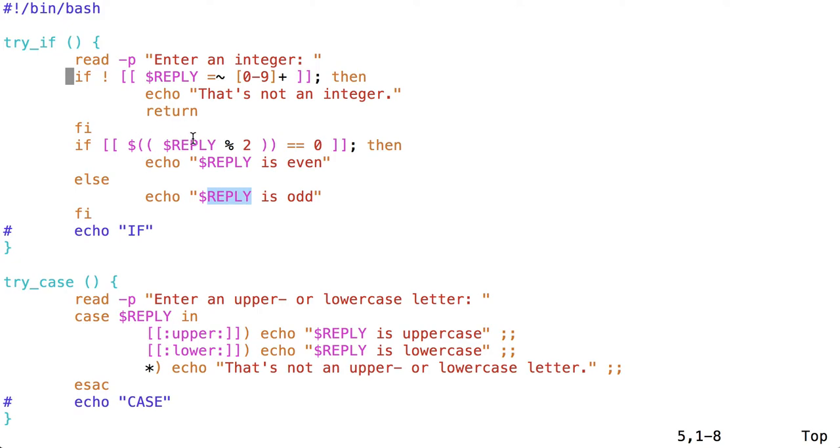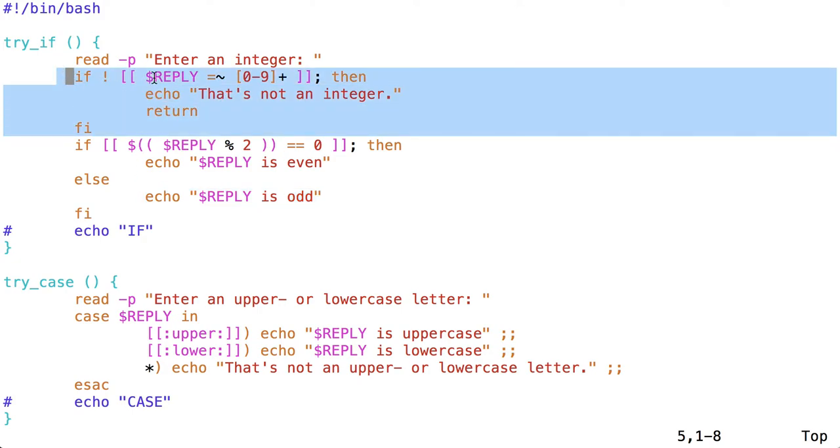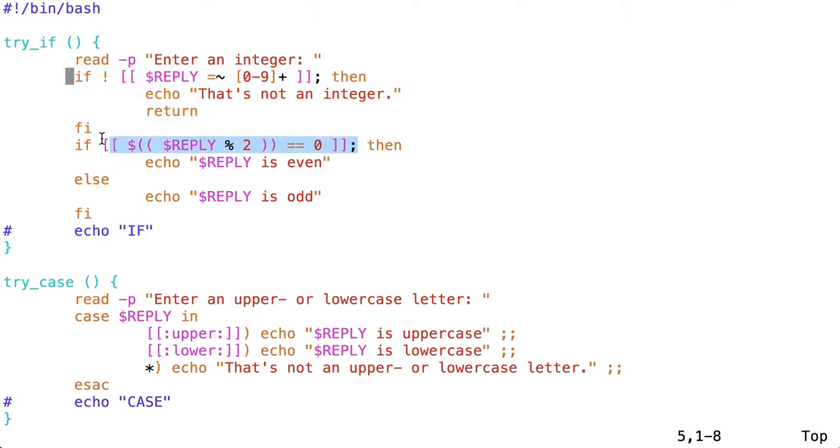When we input 45, this was the code that was executed. 45 passes this test, does not pass this test. That brings us to else and this line of code right here.